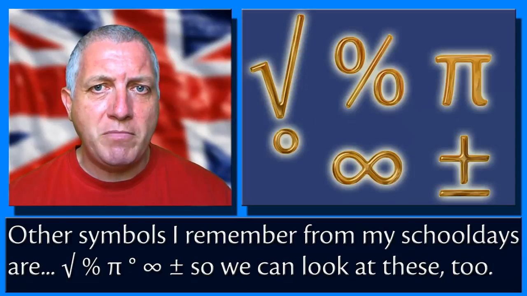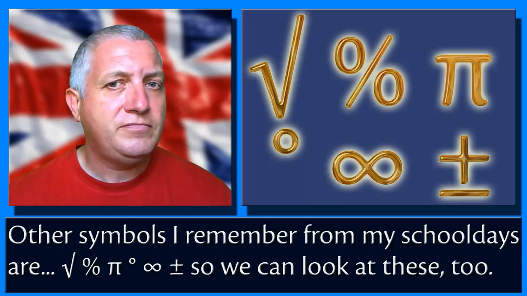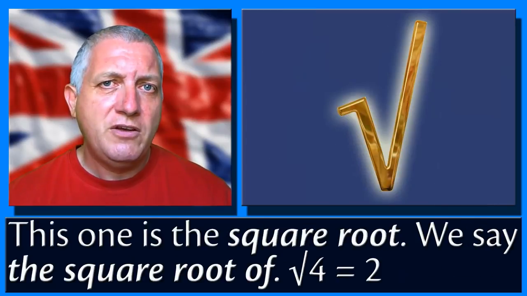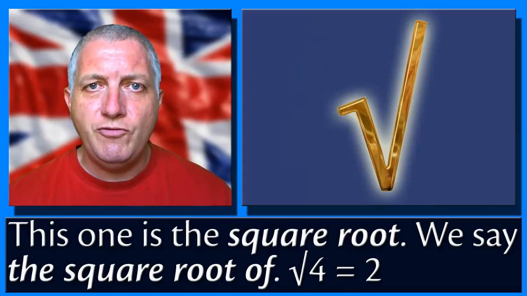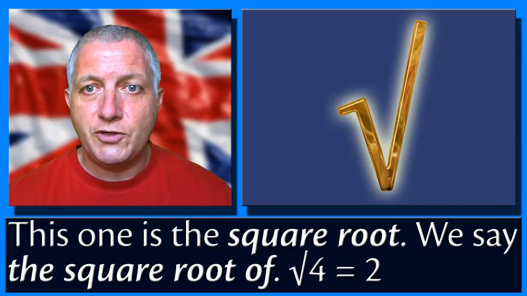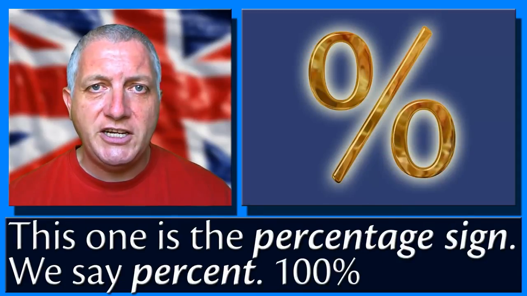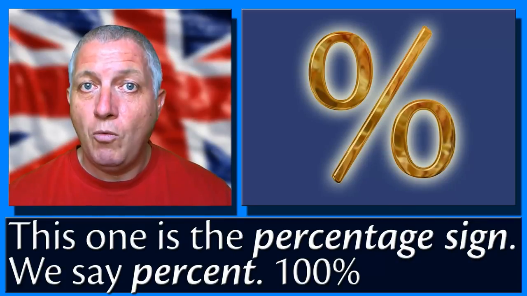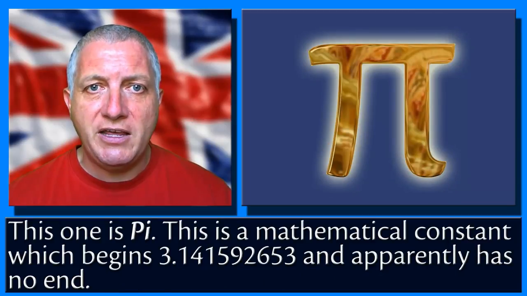Other symbols I remember from my school days are... So we can look at these too. This one is the square root. We say the square root of. The square root of 4 is equal to 2. This one is the percentage sign. We say percent. 100%. This one is pi.